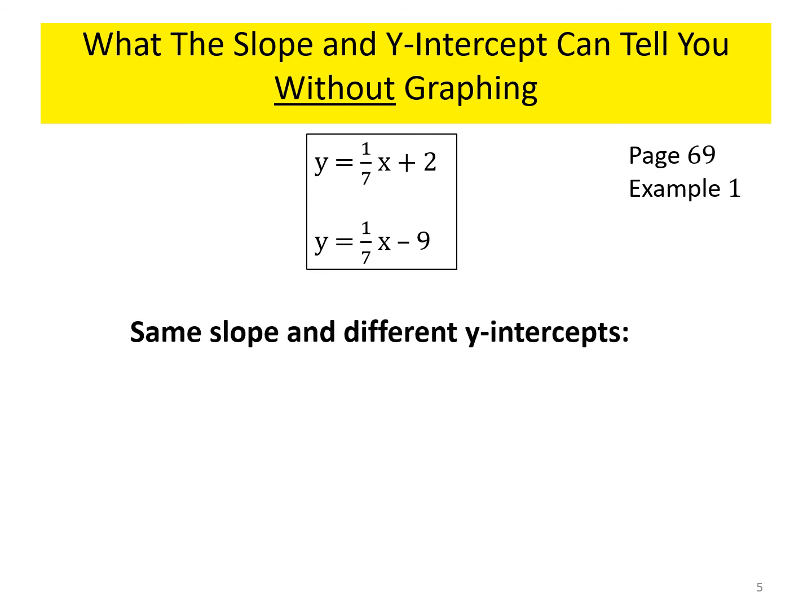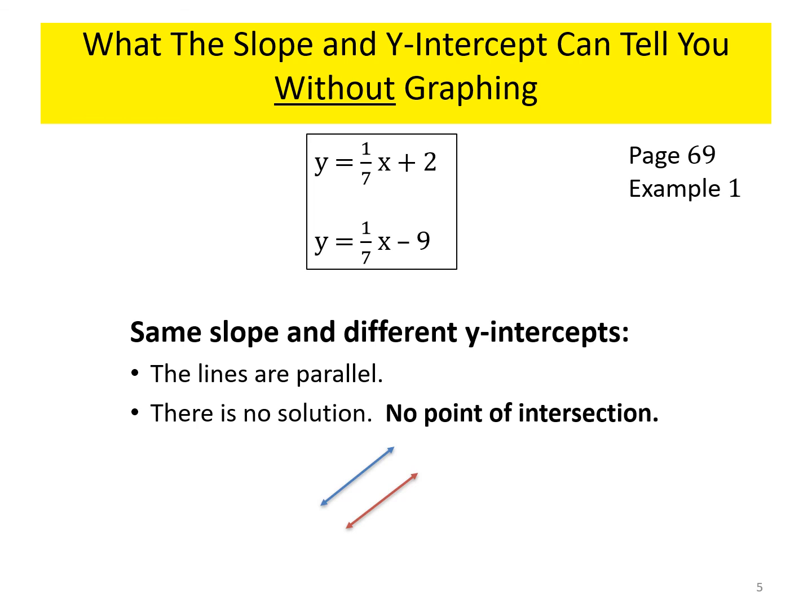Same slope and different y-intercept. Therefore, lines are parallel, and since they are parallel, there will be no solution. There is absolutely no point of intersection.